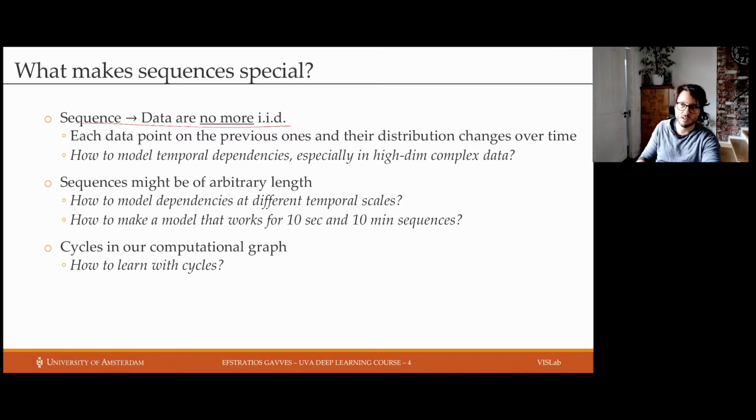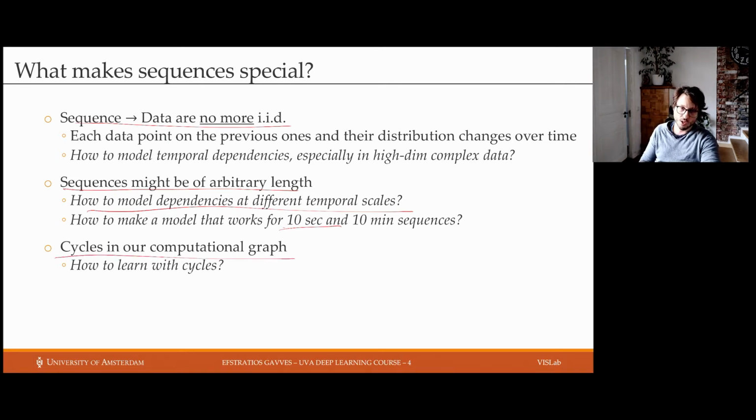If I drive very aggressively with my car, the chances that there will be an accident will be different than when I would drive more calmly. Another thing is that sequences might be of arbitrary lengths, while with images, for instance, an image will always be of a fixed dimensionality. Of course, you can have larger or smaller images, but you cannot have infinite images. And then the obvious question is, how can we model dependencies at different temporal scales, or how to make a model that works just as well for 10 seconds as for 10 minutes.